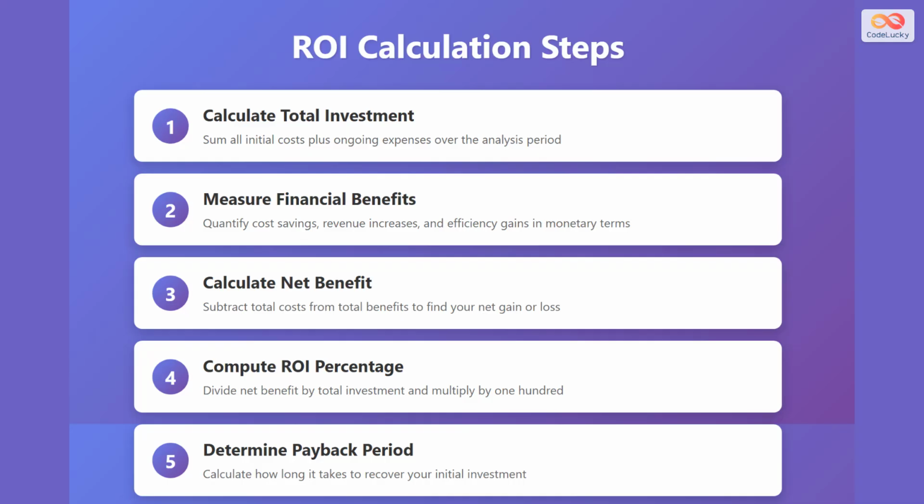Fourth, compute ROI percentage by dividing net benefit by total investment and multiplying by 100. Fifth, determine payback period by calculating how long it takes to recover your initial investment. Following these steps systematically ensures accurate, defensible ROI calculations.